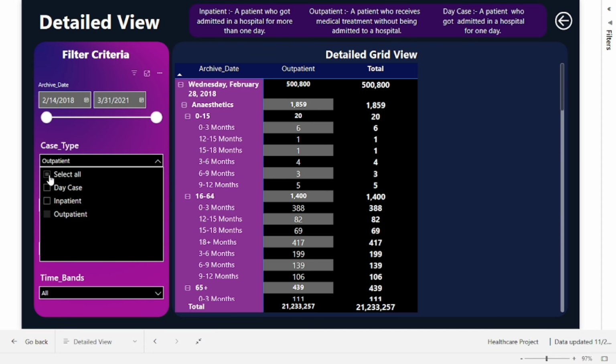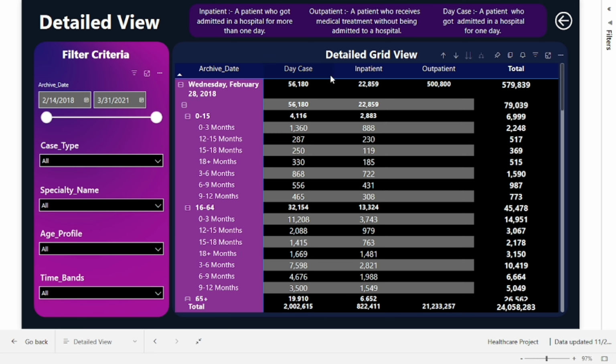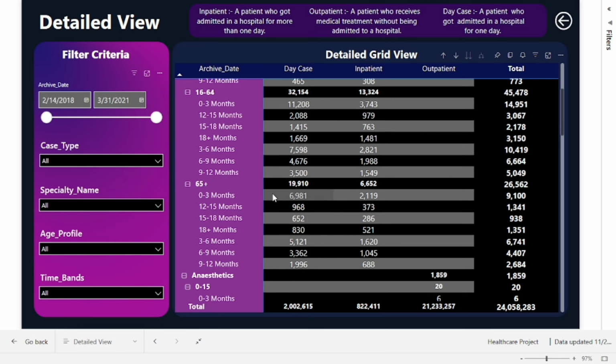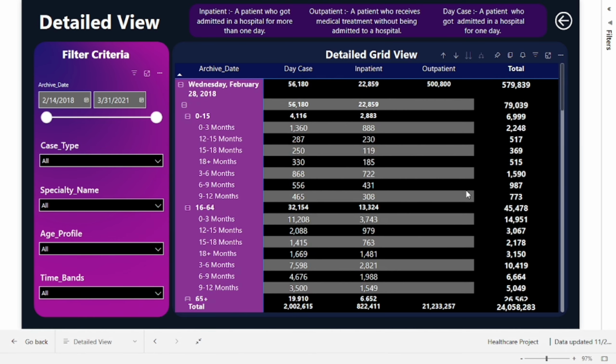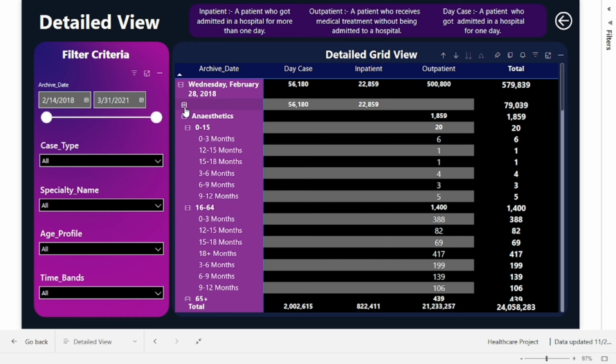Next, grid view breakdown. On the right, the grid view breaks down the patient count hierarchically. Let's walk through it by example. First, it shows the archive date. Under each date, we have specialties like anesthetist, and within each specialty, data is broken down by age band such as 0 to 3 months, 3 to 6 months, 6 to 9 months, and so on. For each group, we see the numbers for day cases, inpatient, outpatient, and total.